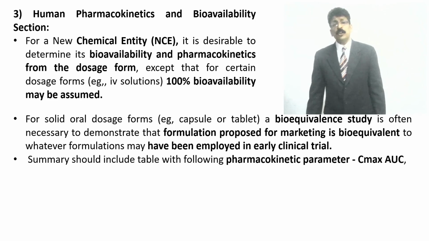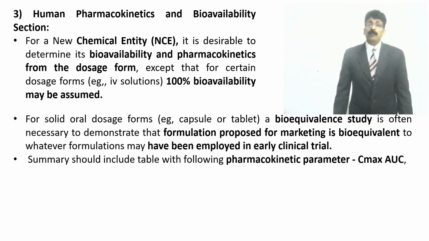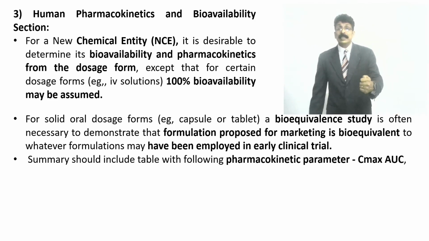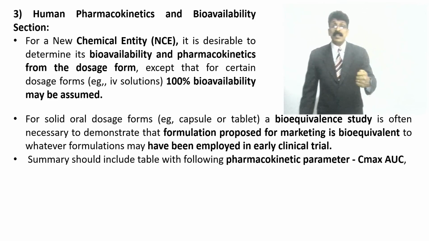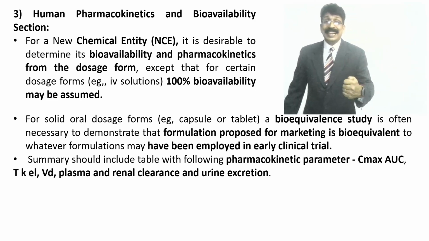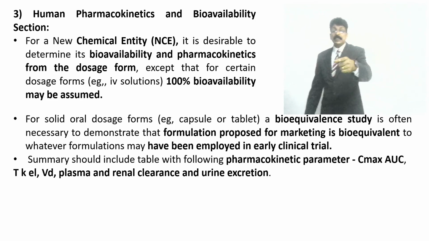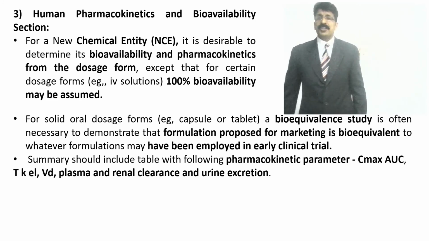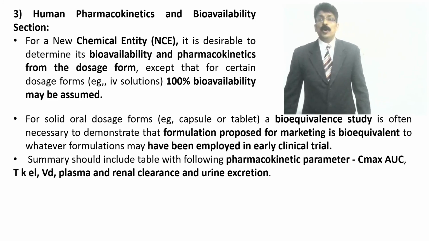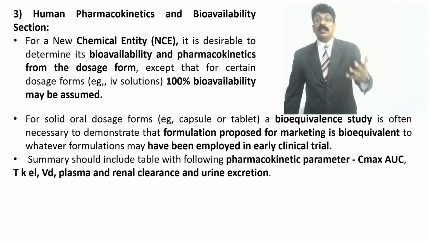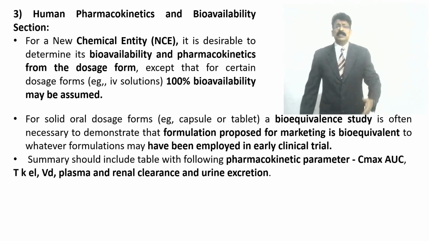Summary should include a table and the following pharmacokinetic parameters: Cmax, AUC, the concentration versus absorption, and elimination, KEL, and plasma VD, plasma renal clearance and urine excretion. I have given these parameters clearly in the next slide for you to explain, because sometimes you should know what these abbreviations are, which you have studied in your biopharmaceutics and bioavailability, all these things you might have studied in very detail in your 7th semester.